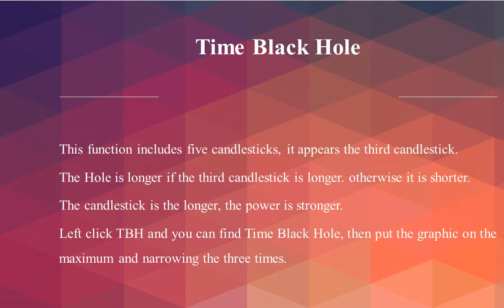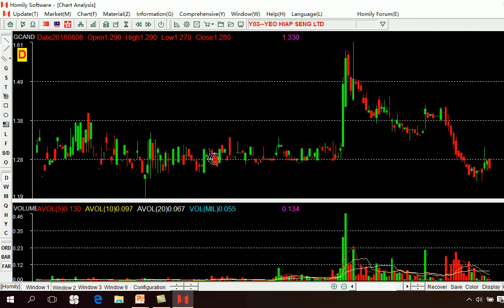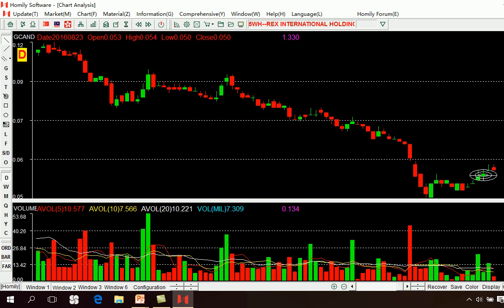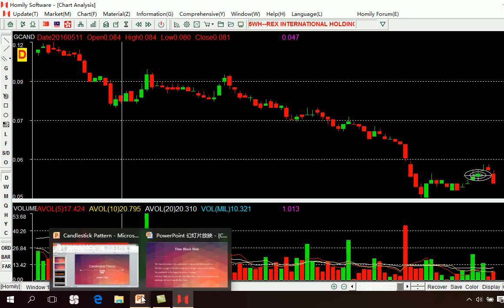So how to find the time black hole? Firstly, we should click this one, time black hole, okay? Then we can see the time black hole appears. Then let's see this stock. This stock, the time black hole appears, but whether we can buy or not, we should see whether the price can... This is the time black hole, which means this is the turning point, okay? But when to get in? Here, we know this is the turning point, but we should see the next candlestick. If the candlestick can break upward through the time black hole, you should know that the price may go up. But we can see here, the price is far below the time black hole. Can we buy or not? You should wait and see. This is not a good buy point, okay? Then we can see the next one.